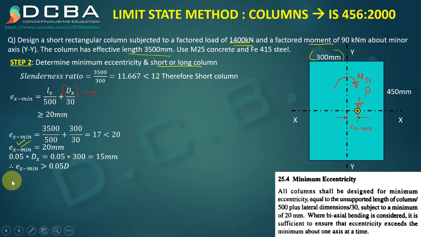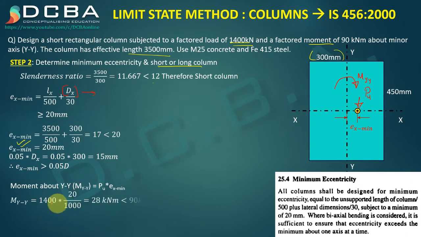So always remember that moment about YY is equal to Pu multiplied by minimum eccentricity in X direction. So moment about minor axis is axial load multiplied by the eccentricity in major direction, so Ex minimum multiplied by Pu. Let us see what it comes. So 1400 multiplied by 20 by 1000, converting this to meters, it comes out to be 28 kilonewton meter.